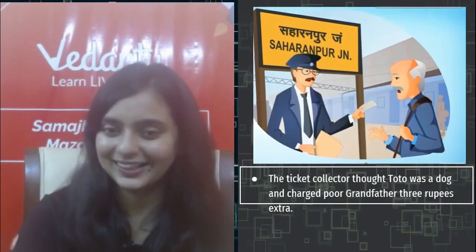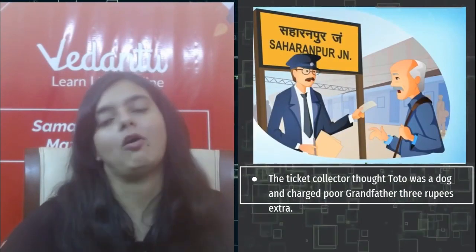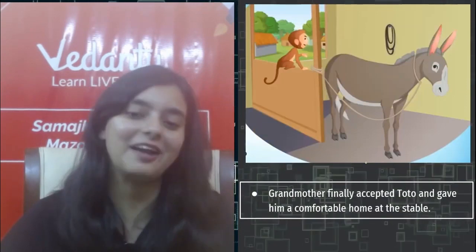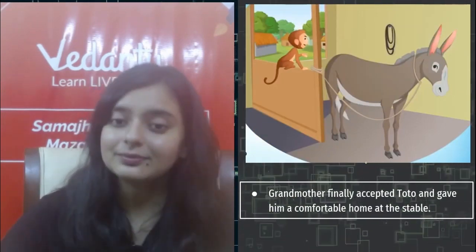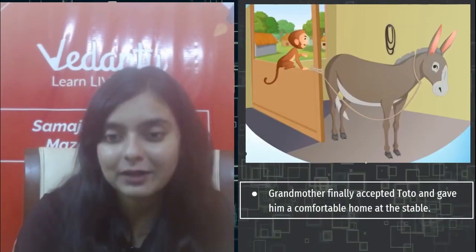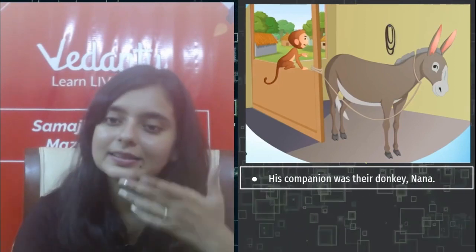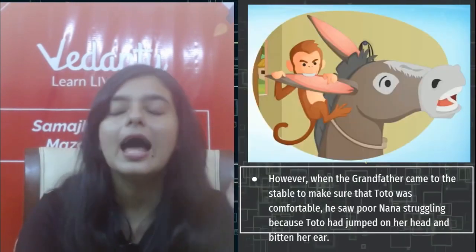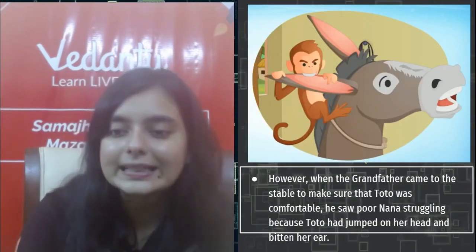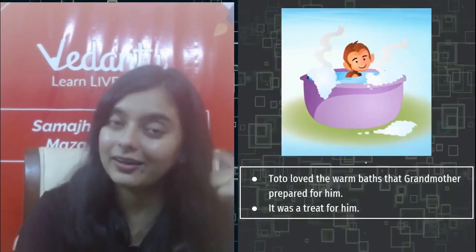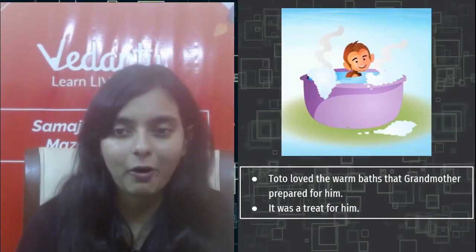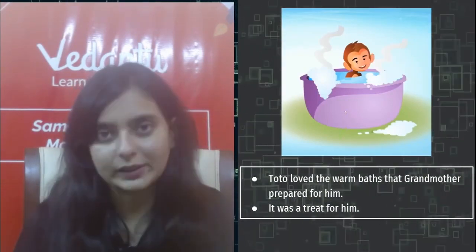So the ticket collector thought Toto was a dog. Oh my God, and charged 3 rupees extra for Toto. Poor grandfather. And then grandmother finally accepted Toto, gave him a comfortable home at the stable. And I told you what happened at the stable. His companion Nana, he used to bite him on his head, in his ears, sorry. And especially this incident is very important, guys, because you get a lot of questions from here.